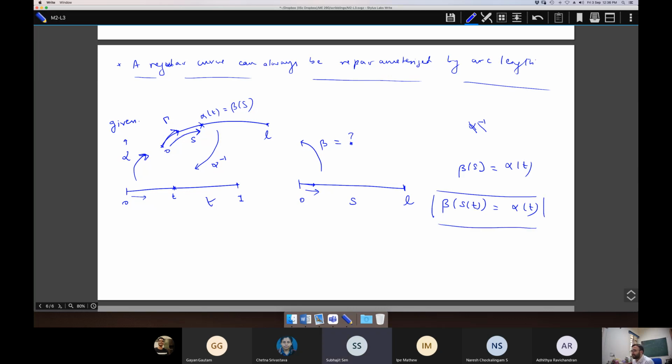If you take a point t, it will map you to a point alpha of t. This point is at a distance s of t along the curve. So beta should be such that beta of s of t should get you to the same point. Whether you reach this point starting from the t-axis with alpha, or from the s-axis, this is s of t, with beta, you have to reach the same point.